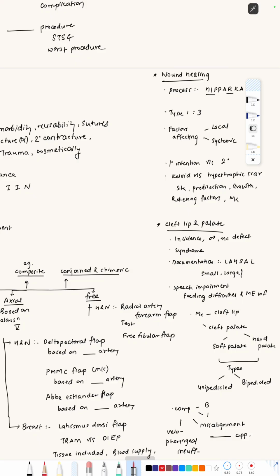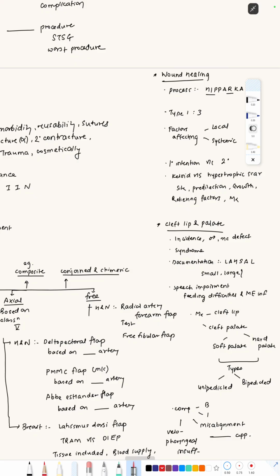Then healing by primary intention and secondary intention. Primary intention is because of a clean cut wound or surgical wound. Here there is minimal contracture and minimal scar that is formed, right? And minimal granulation tissue as well. In secondary intention, there is wound contracture, that is a bad scar formation, and there is a lot of granulation tissue formation.